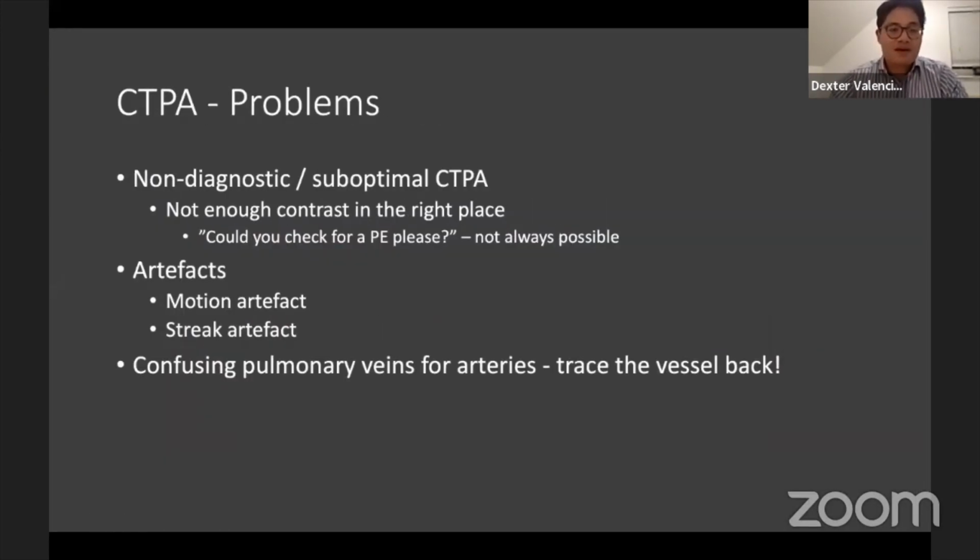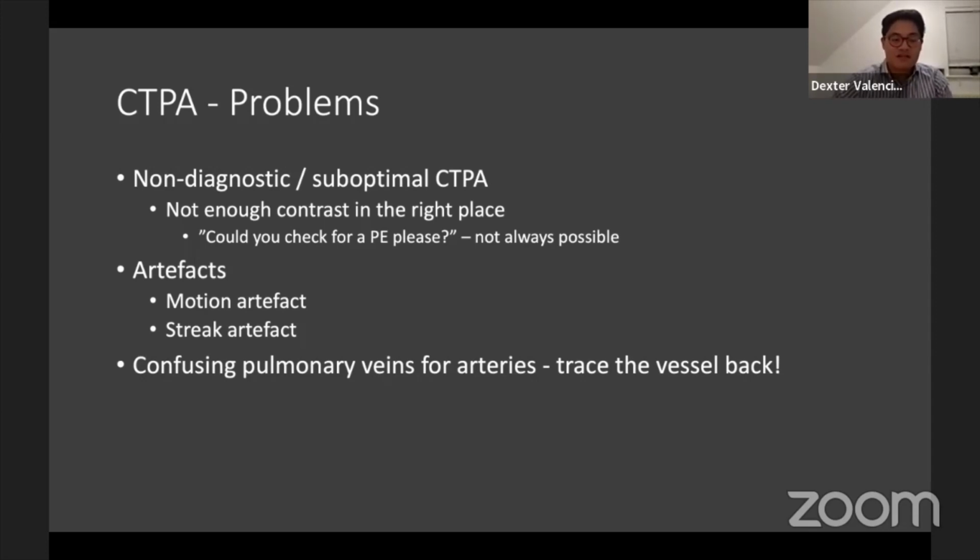So CTPA, there can be some problems. You might not get enough contrast, so it won't be diagnostic. Sometimes you might have a CT scan which is already done, and you want to check with the radiologist if there's a PE on there that they may have not looked at. They should have, but you can always ask them. And remember, as long as it's above 250, they can check. If it's less than that, it's difficult.